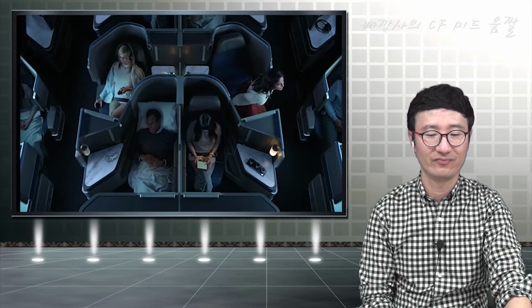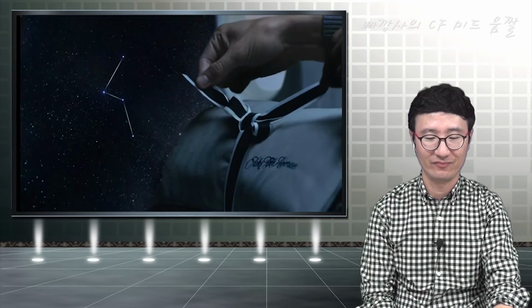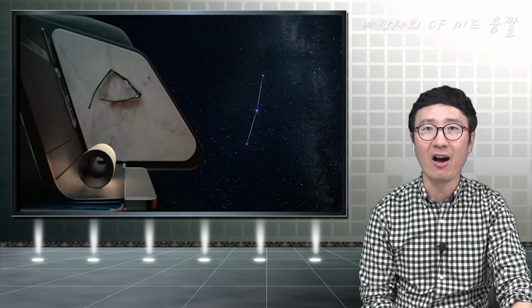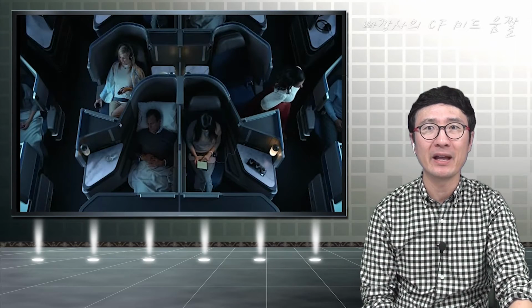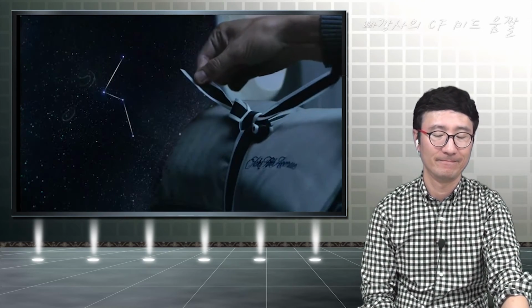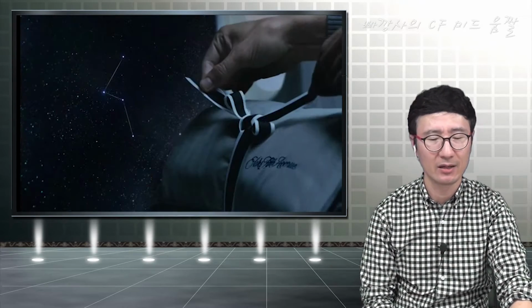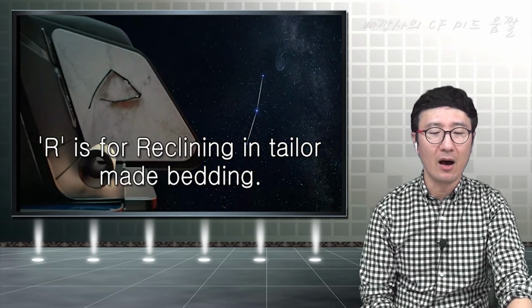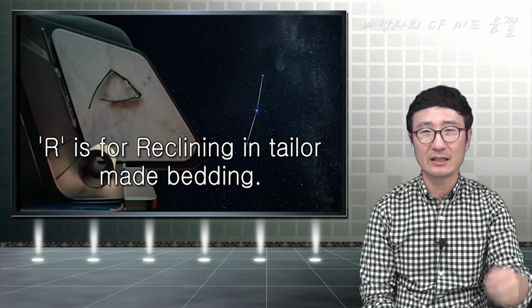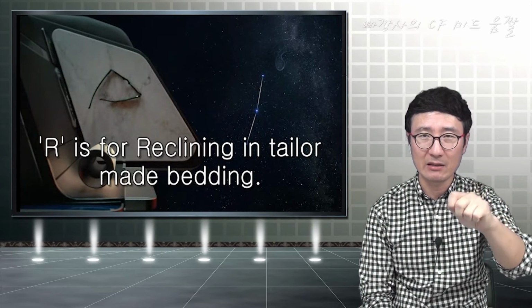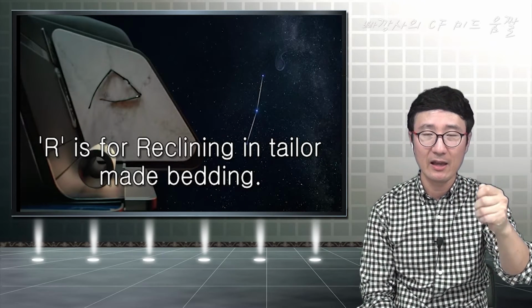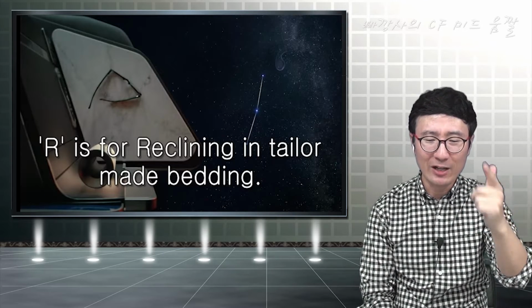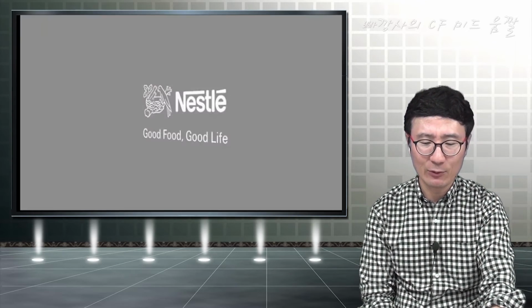A is for access to everything, including the aisle. R is for reclining and tailor-made bedding. 그 tailor-made, 스테일러가 이제 양복하시는 이런 분들이니까. 개개인에 맞춰준 어떤. Recline, recline, recline.